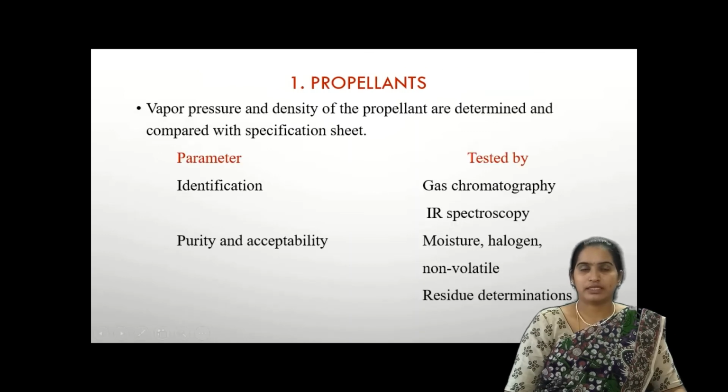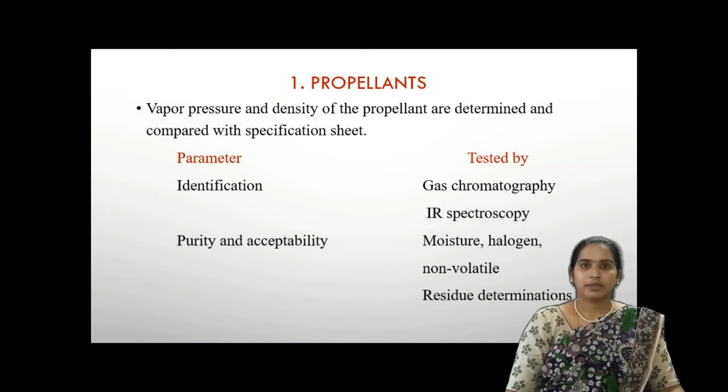First one, testing of propellants. For testing of propellants, vapor pressure and density of the propellant are determined and compared with the standard specifications. The parameters of propellant that are determined during the quality control of aerosol: first, the identification test. Identification of propellant can be determined by gas chromatography and infrared spectroscopy, and purity and acceptability can be determined by the presence of moisture, halogen and non-volatile components in the propellants.